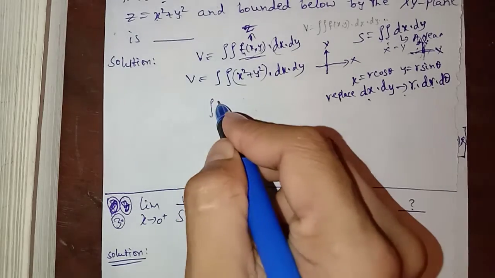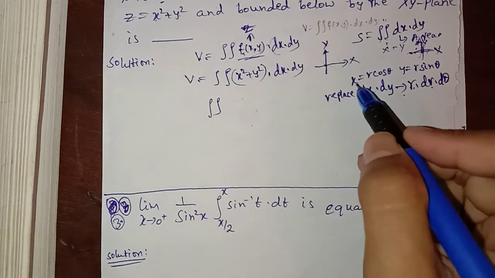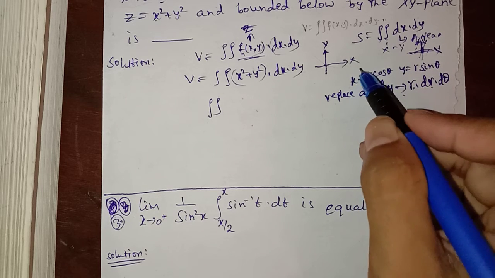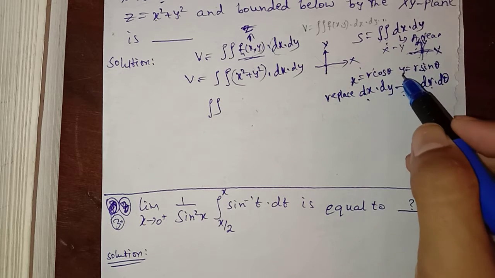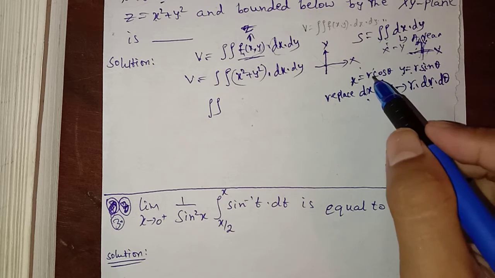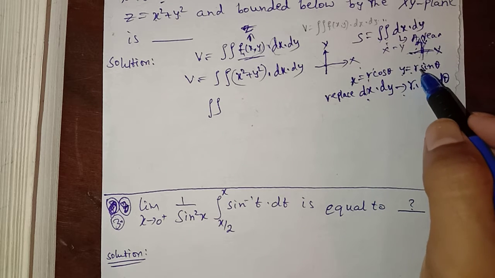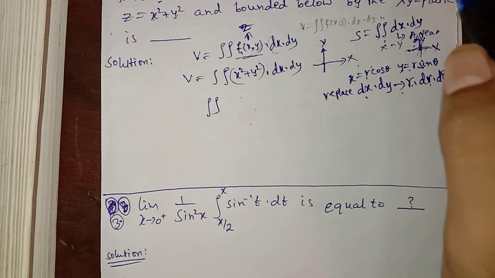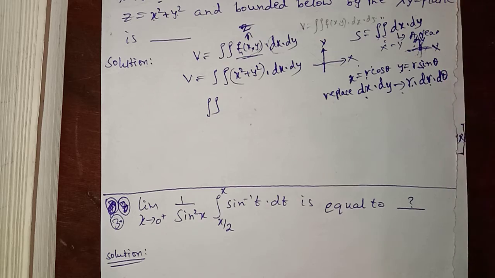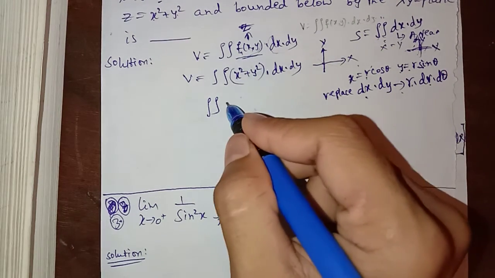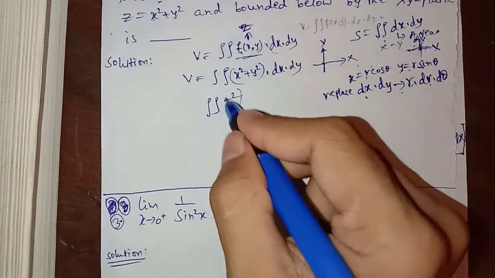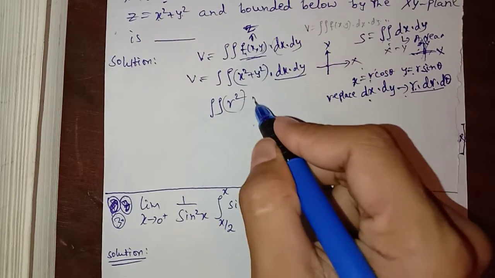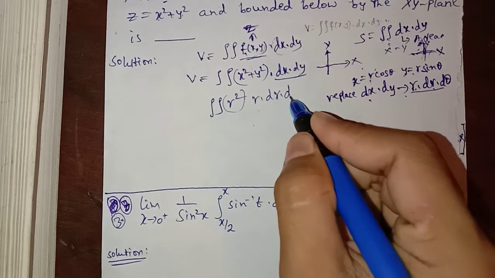Then we can get, if x is equal to r cos theta, y is equal to r sin theta, then what is x square? r square cos square theta. What is y square? r square sin square theta. r square cos square theta plus r square sin square theta means r square into cos square theta plus sin square theta, and cos square theta plus sin square theta is 1. So x square plus y square we can denote as r square, and dx dy we can change it as r dr d theta.